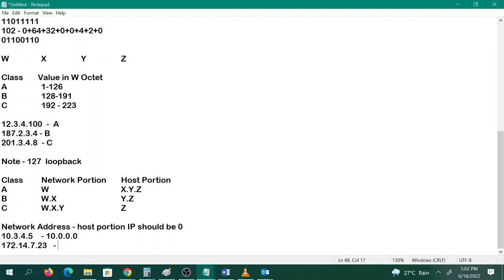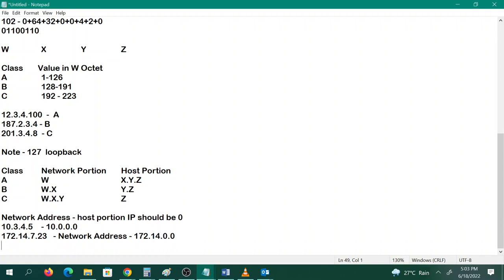So the host portion, the last 2 octets, will be 0. If you want to tell the network address of this IP, it will be 172.14.0.0.